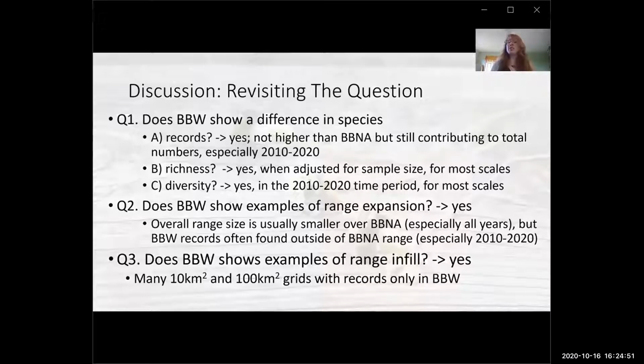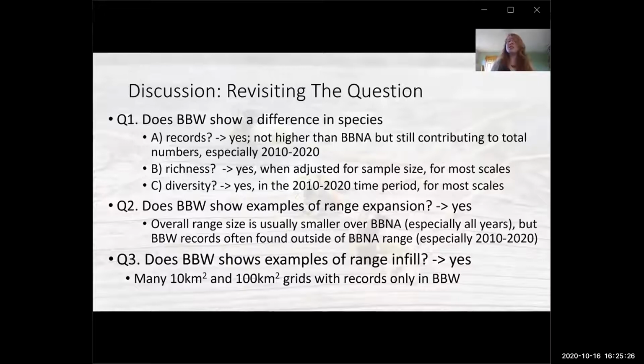The total number of species, or species richness, when adjusted for sample size, for most scales, is a higher number of species per area. And the diversity index, while not greater on the all-year comparison, in the last decade is higher for most scales. For range expansion, yes, the overall range size is usually smaller than Bumblebees North America, although it depends on the individual species. But Bumblebee Watch records are usually found outside of the range. So even if the overall area might be smaller in the last decade, we are finding new observations and new points outside of the original base range.